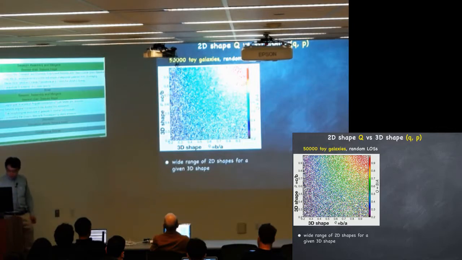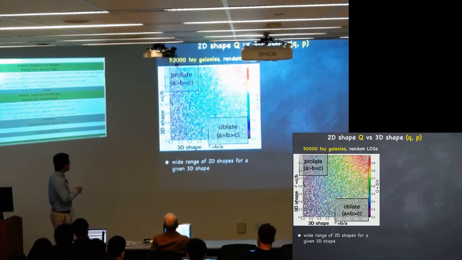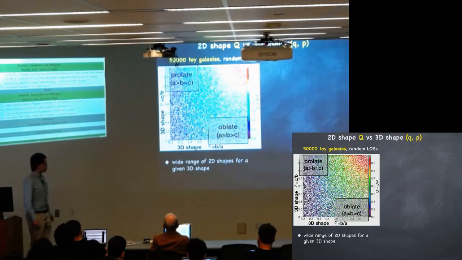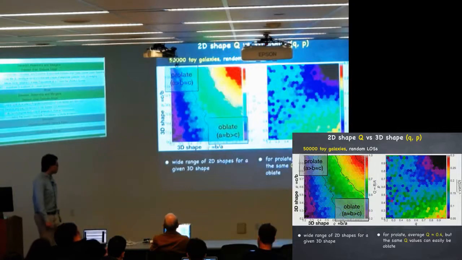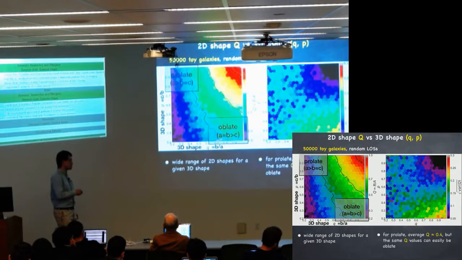So you can see that for the same kind of galaxies, for example prolate systems here and oblate systems here, you have a similarly wide range of colors. On average, for prolate systems, the average axis ratio is 0.4, but the same axis ratio values can easily be achieved by oblate systems here if you look at this variance map.